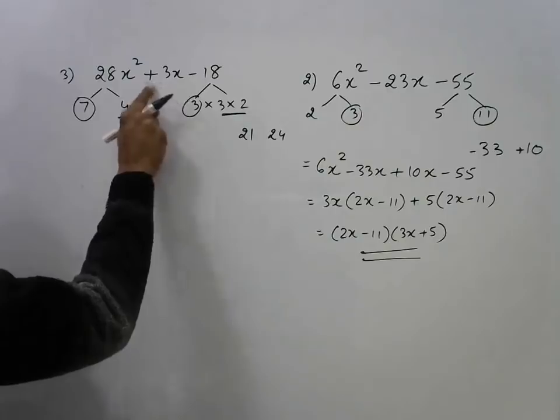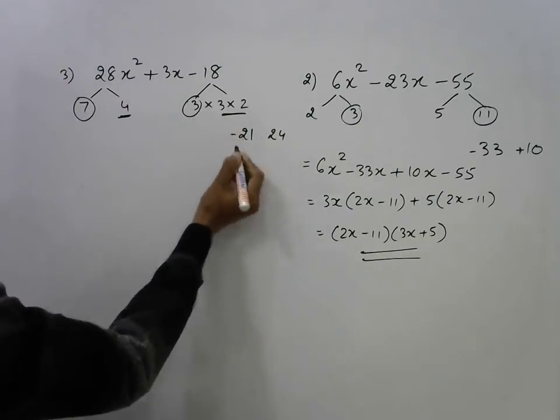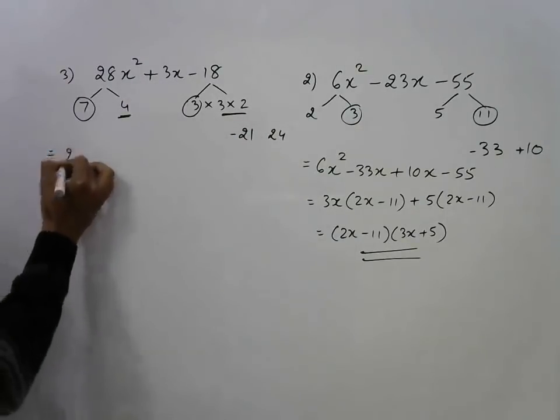But the middle term here is positive. So the larger one will be positive and the smaller one will be negative. Now you can factorize it very easily.